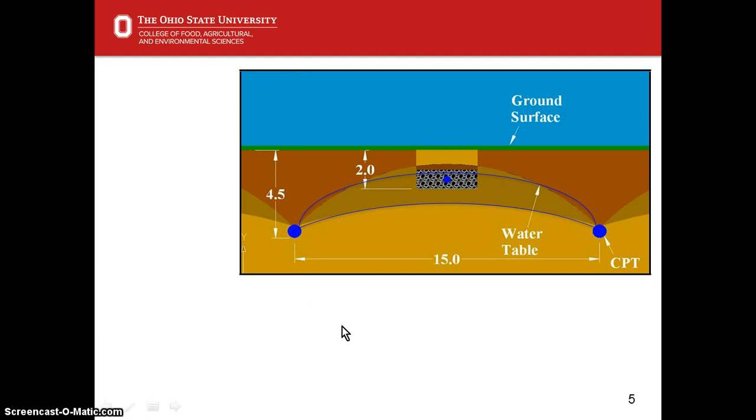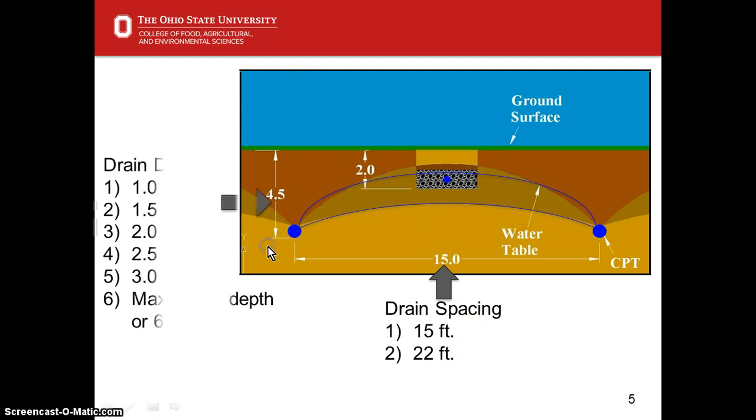from the surface. Now, what we did was we modeled two drain spacings between the curtain drains. These are 15 feet and 22 feet, and about 6 depths of curtain drains. So we started at 1 foot below the surface, which is not a practical scenario when it comes to designing these systems. But we started from 1 foot, and we used 6 inches of increments on drain depth. So 1 foot, 1.5, 2, 2.5, and 3 feet.